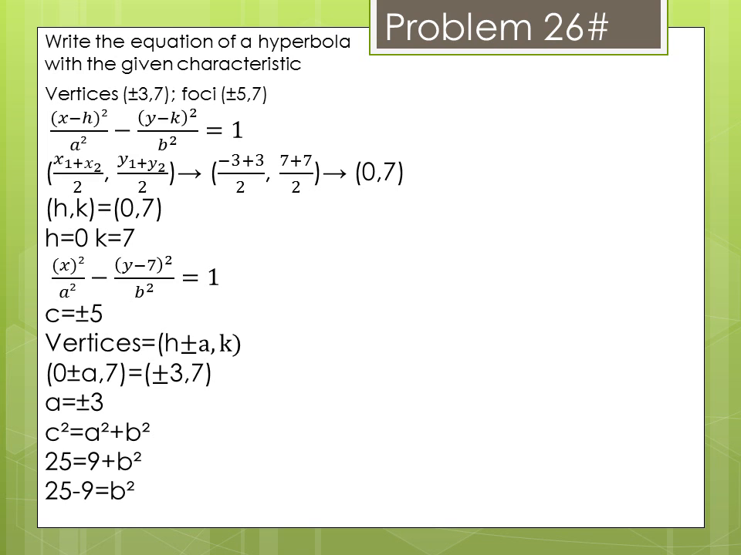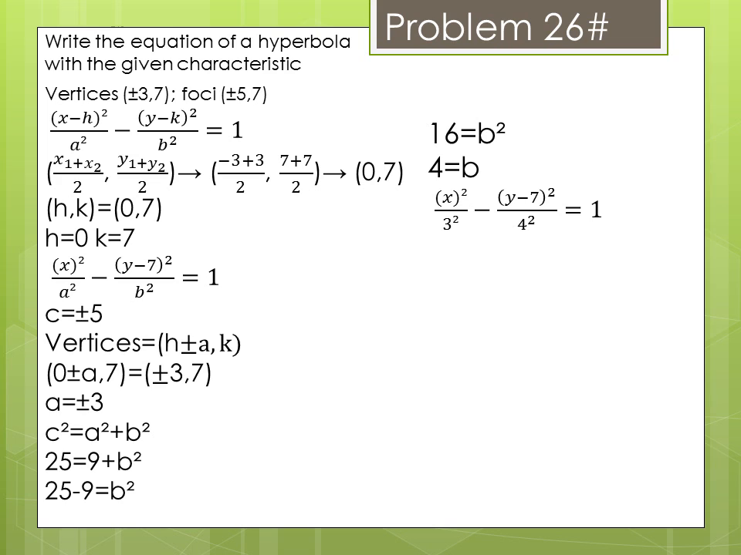We know that c is equal to plus or minus 5, and that our vertices are equal to h plus or minus a, k. So if 0 plus or minus a, 7 is equal to plus or minus 3, 7, a is then equal to plus or minus 3. We can now insert this into the equation. C squared is equal to a squared plus b squared, giving us 25 is equal to 9 plus b squared. And if we subtract 9, 25 minus 9 is equal to b squared. So 16 is equal to b squared. So b is equal to 4.